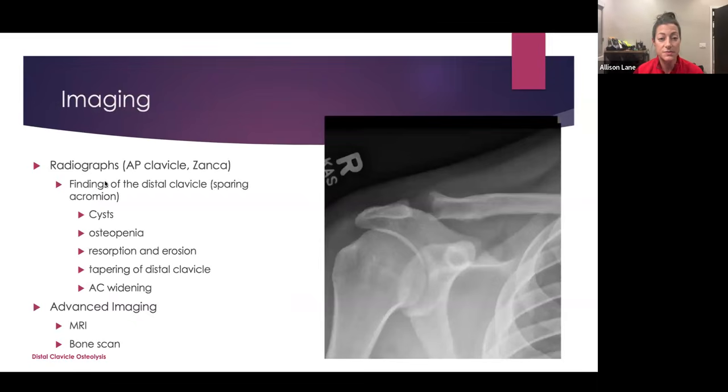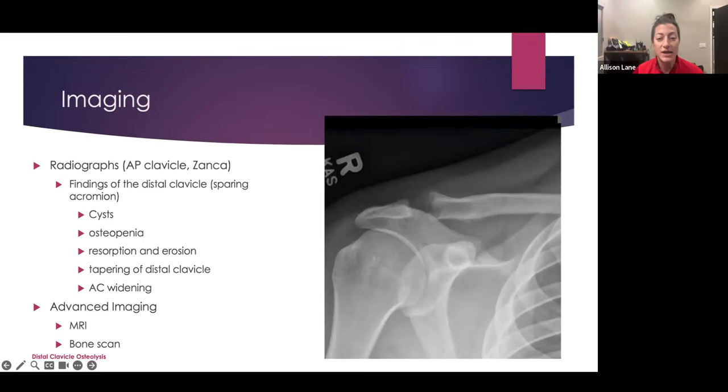Imaging, you're going to do that same series. You're going to do your AP clavicle and your Zanca. So things that you might see, normally we're looking at this AC joint. You're going to have sparing of that acromion. But then on that distal clavicle portion, you might see some cysts, like right here, some evidence of maybe some osteopenia, some resorption and erosion. And then you could even have some tapering of the distal clavicle, or even see some widening of that AC joint because you don't really have much bone formation in there any longer.